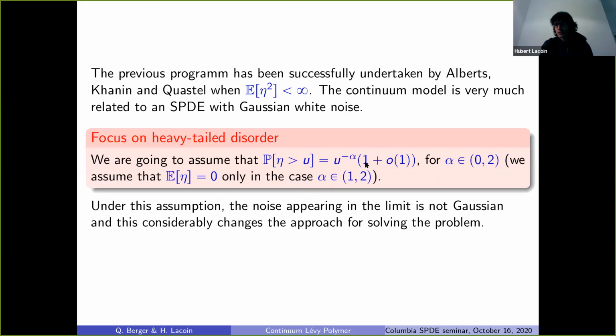And here I've written this as a pure power, but if you want, you can also put a slowly varying correction. This wouldn't be a problem. Okay, when you have heavy tail disorder, the noise that will appear in the limit in our model will not be Gaussian white noise, because the continuum model introduced by Hubert, Khanin and Quastel is based on an SPDE with Gaussian white noise, and the fact that the noise is not Gaussian changes the approach you have to take to solve the problem, or at least it changes the approach we took to solve the problem.